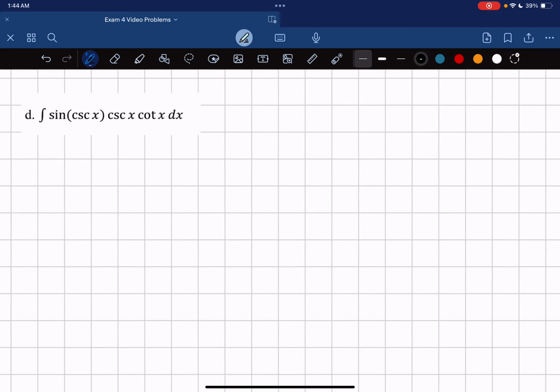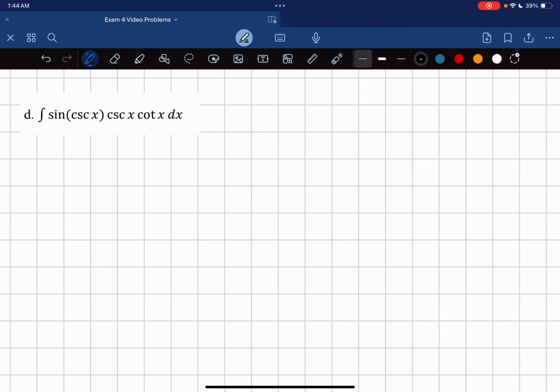Next is part D. There is no trig function that encapsulates this entire integral. Therefore, we have to use u substitution in order to find out. First, let u equal cosecant x. U can be identified since it is within another function of sine. Therefore, cosecant x would be the first u we would try.